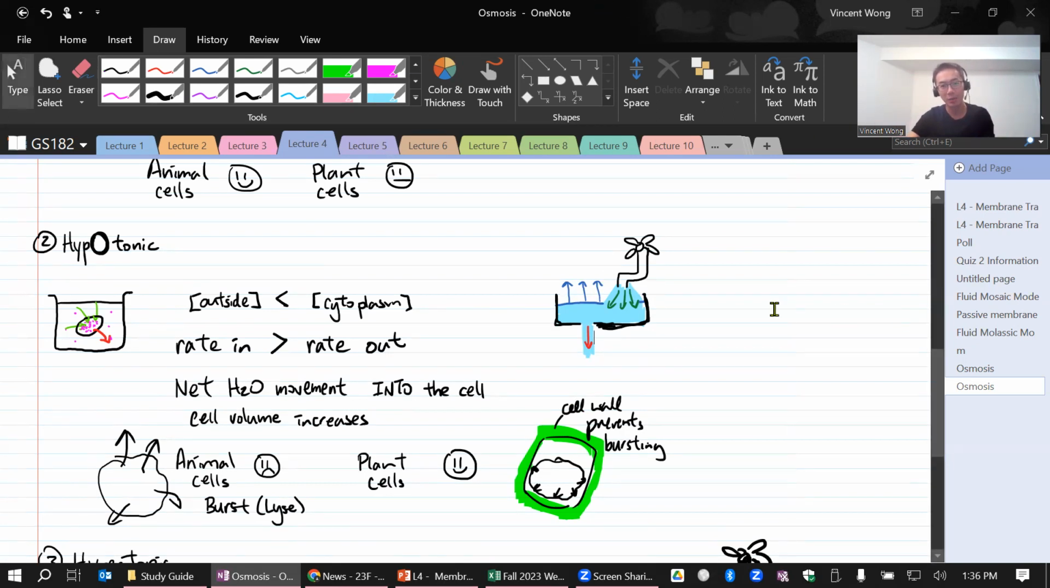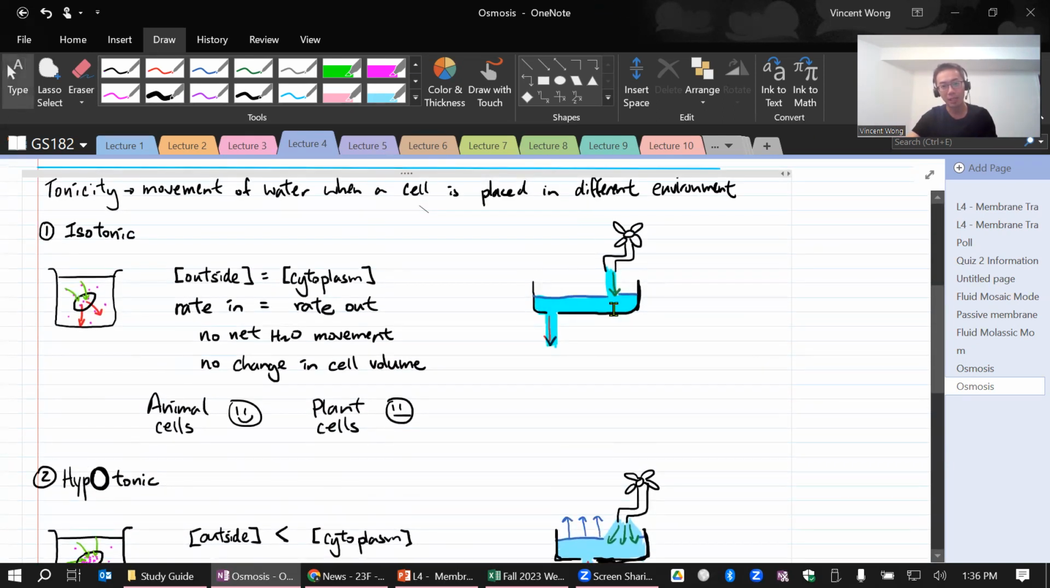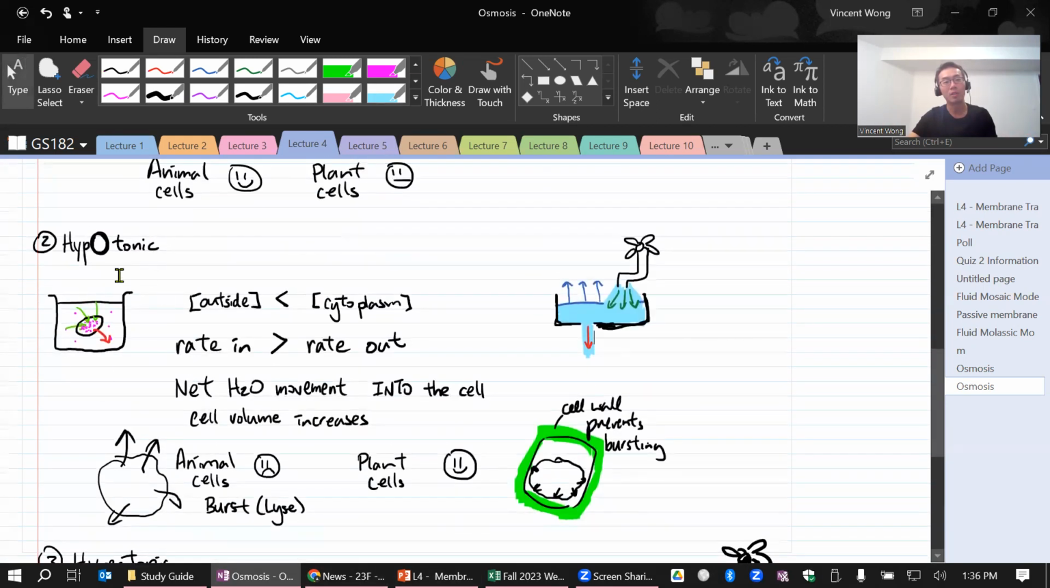So in an ideal world, the amount of water coming in is the same as the amount of water leaving, so no change in our cell, right? That's the isotonic environment. But when the environment changes, when it's hypotonic, then water is coming in faster than it is leaving. That's why the cell is getting bigger and bigger and bigger.